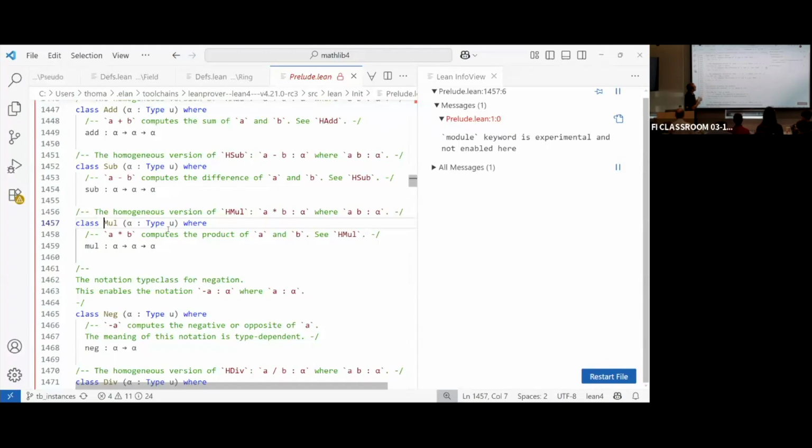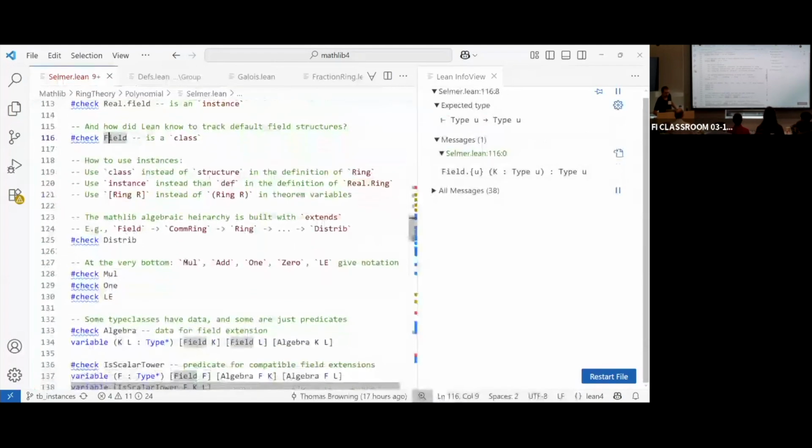So if you want to be able to use times and plus and 0 and 1 in your own stuff, you have to prove instances of these: Mul, Add, 0 and 1. That's how Lean knows what times means. It doesn't know it automatically. You have to provide it, but you don't have to keep saying each time what the multiplication is. It just sees the times and then searches for the relevant instance of Mul.